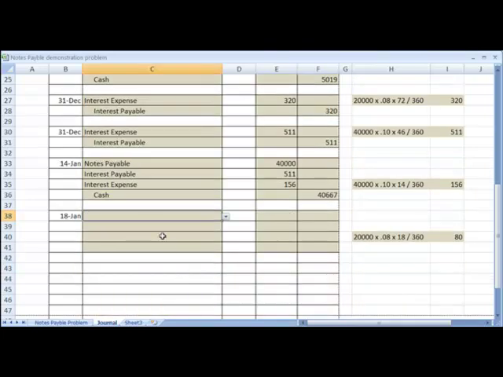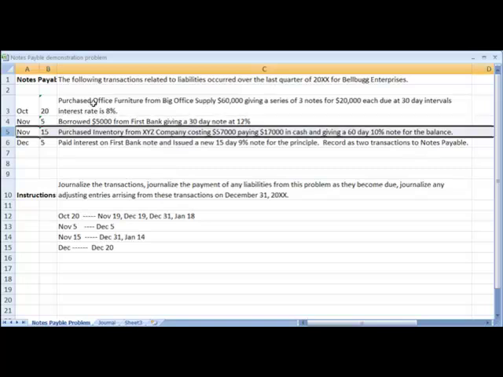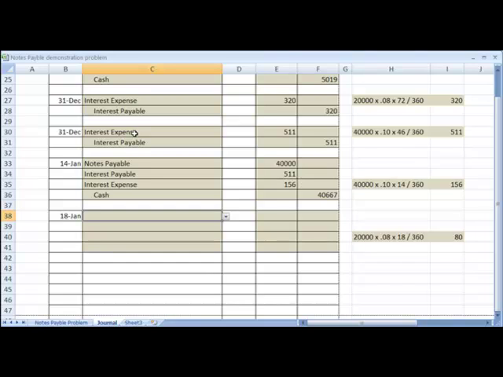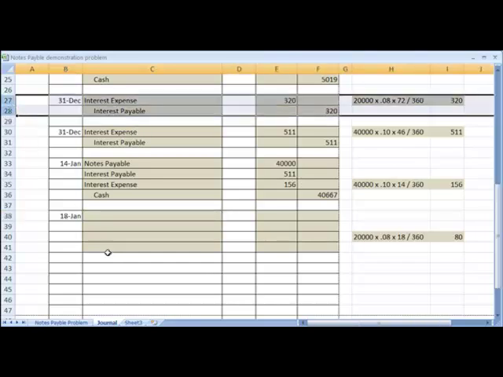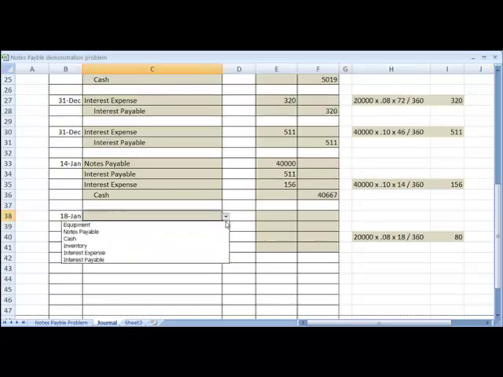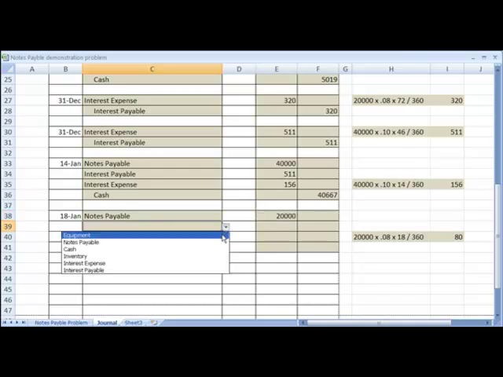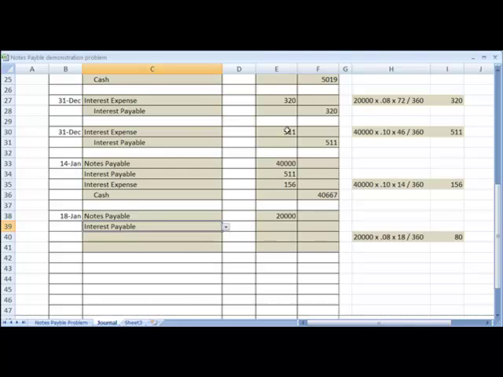And then finally, we have the third in the series of three notes that we issued to buy the office furniture. This one is 90 days out from the original purchase date now. We've already recorded some adjusting entries to record interest that was incurred in the last accounting period. We did that right here. And so now we've got to get rid of this final note, notes payable, $20,000. And then we've got to get rid of this interest payable that we had from this calculation right here, $320.